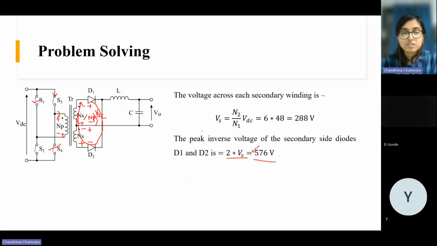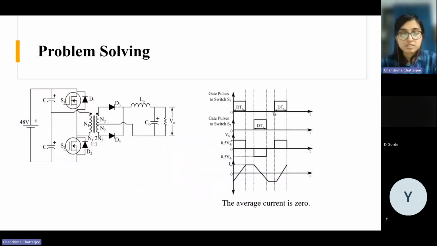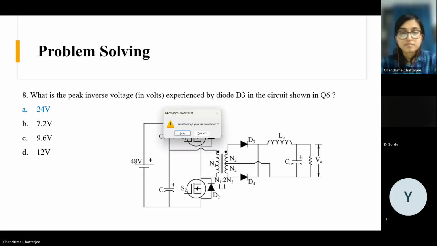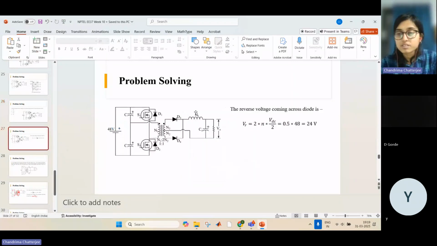So I have discussed all the numericals. If you have any question, you can ask me. Otherwise, we can conclude today's session.